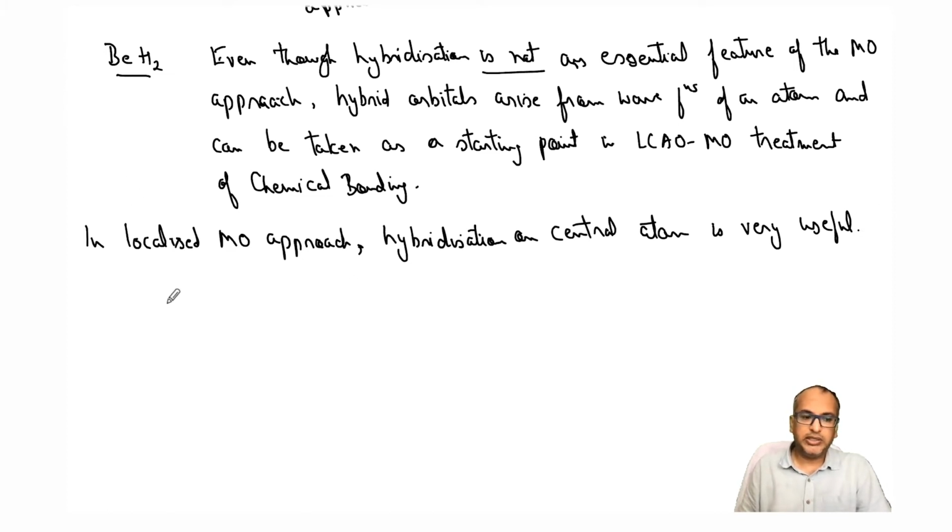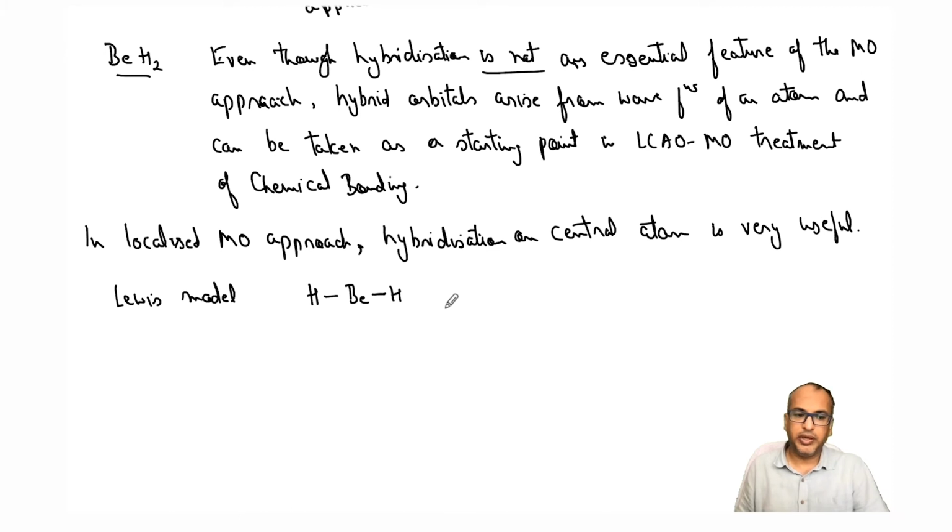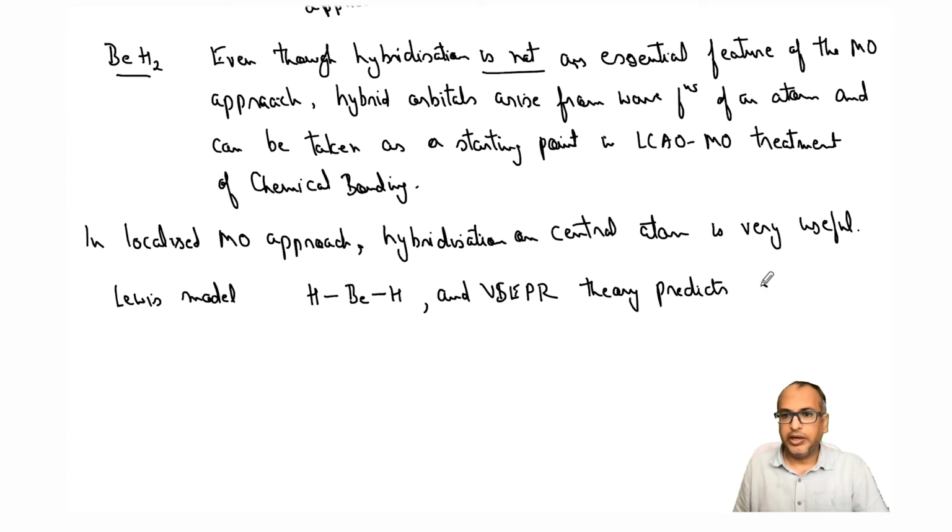So now in the BeH2 example, the Lewis model is, if we try to draw the structure of this using the Lewis model, of course, I'm not going to go into these details because these are very preliminary and you must have an idea of how this Lewis model or VSEPR theory tells you the structure of the molecule, right? So the structure would be something like this. And VSEPR theory predicts a linear structure.